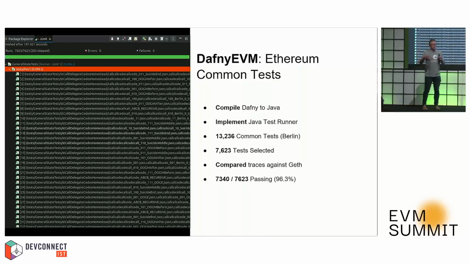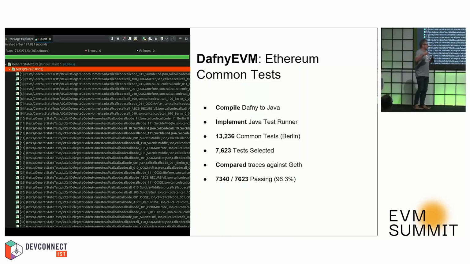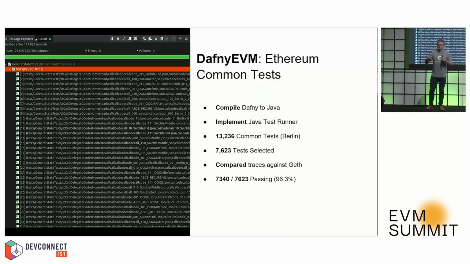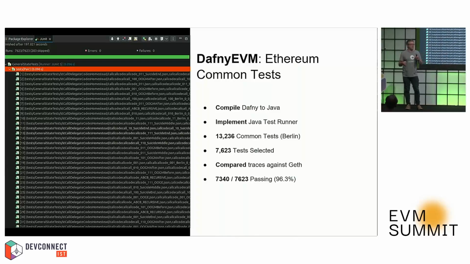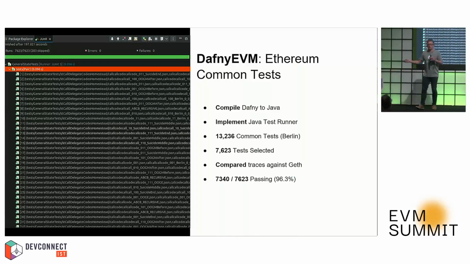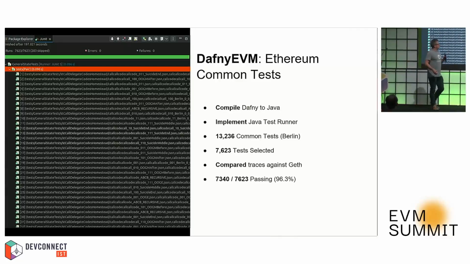And so what we've done is we compile our model into Java. We've got a little test runner that basically runs all the Ethereum common tests through our model, right? So there's about 13,000 common tests for the Berlin fork, and we've selected 7,500 of those. Now, there's a number of tests that we don't select for various reasons. The biggest reason is that there are a whole load of tests in the time-consuming folder that take a very long time to run, and I just haven't run them. Some of them may well pass, in fact, but I haven't run them all.